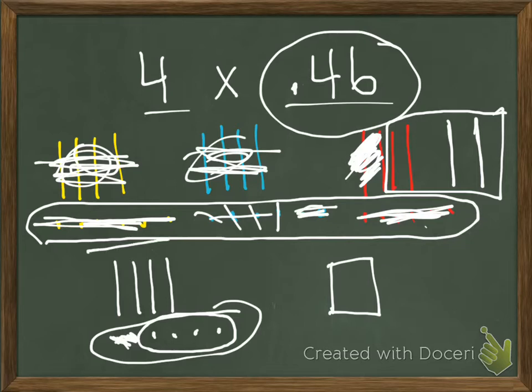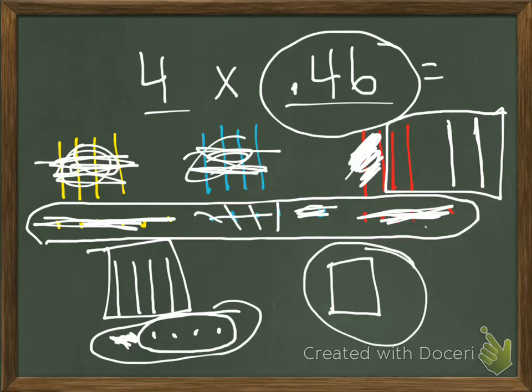In addition to the 4 tenths that I have from this other group of 46 hundredths. Since I cannot regroup anymore, I see I have one whole square remaining, 8 full tenths remaining, and 4 hundredths remaining. Therefore, 46 hundredths times 4 is going to equal 1 and 84 hundredths. And that's how we use our quick picks to model whole number and decimal multiplication.